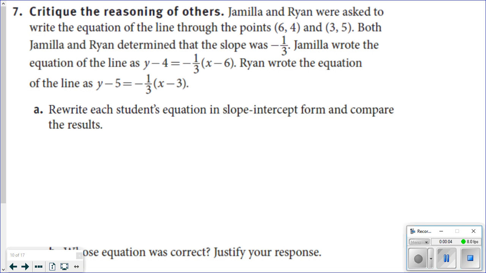All right, question 7. Jamelia and Ryan were asked to write an equation of the line through these 2 points right here.